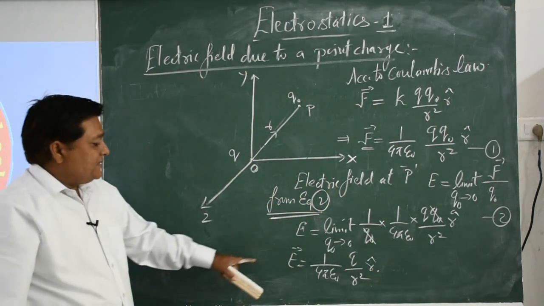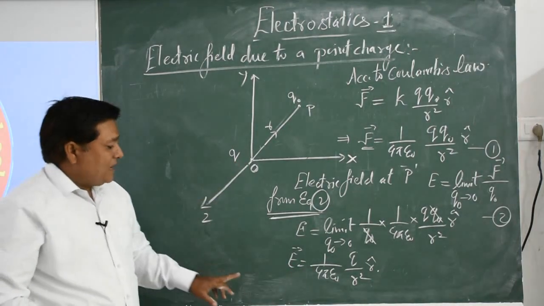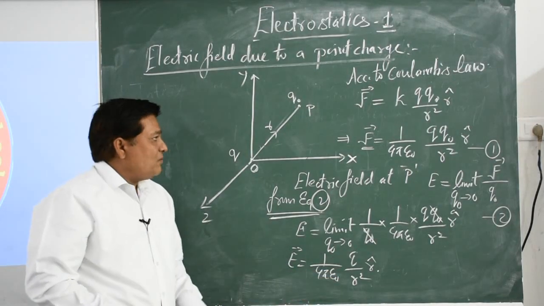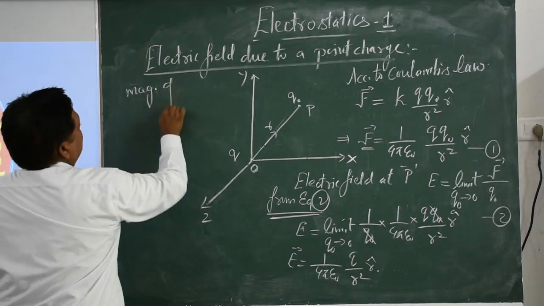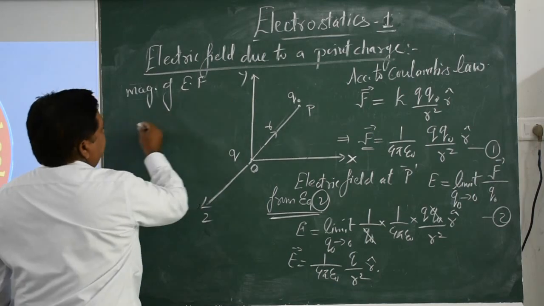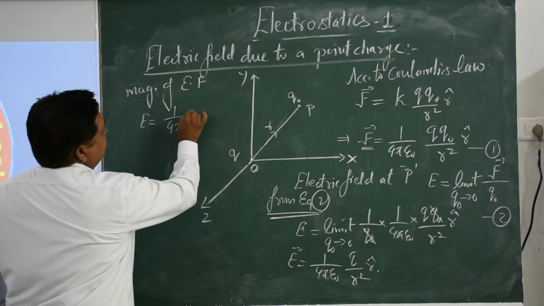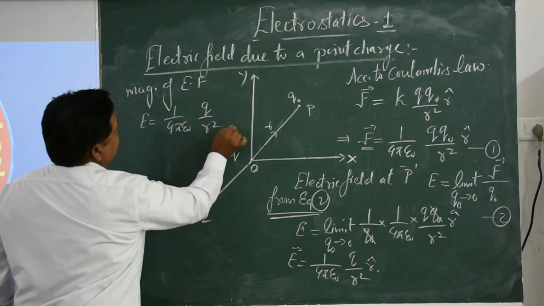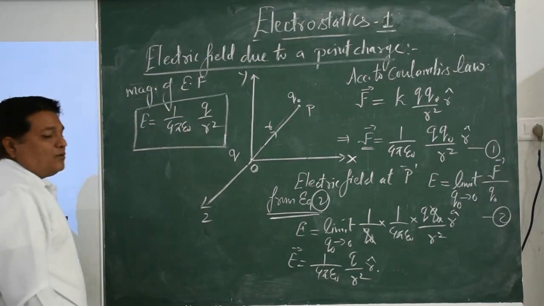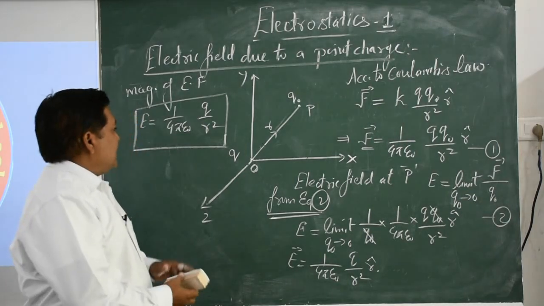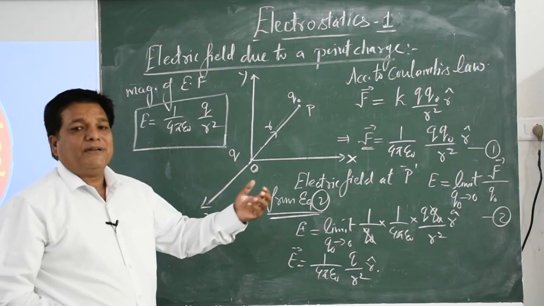Okay, this is the electric field due to a point charge. The point charge is where? At the origin. This is the electric field due to a point charge. What will be the magnitude of electric field? We can say that the magnitude of electric field is written as E is equal to 1 by 4 pi epsilon naught Q upon R square, and this is another form for the electric field due to a point charge. This formula for electric field is applicable only for point charges.